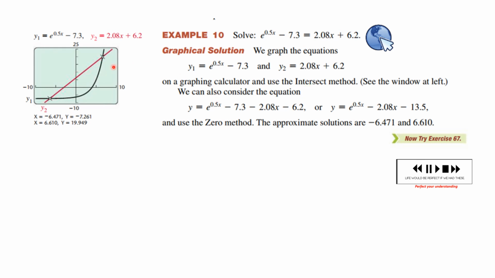You should get this, and so you get two approximate solutions. It intersects here and here, so you have to use that intersect method twice. So make sure that you know how to do that. And you get the solutions are negative 6.471 and 6.610. And again, you're invited to perfect your understanding by trying exercise 67.